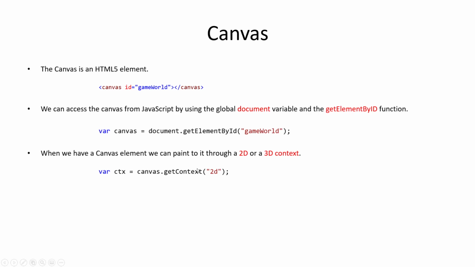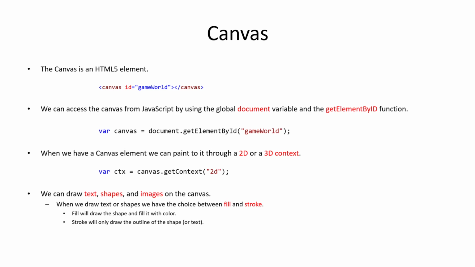Now, I didn't say too much about the context, and I won't say too much other than that there is a 2D context and a 3D context, and at least for the videos that I'm going to be presenting here, we're going to stick to the 2D context. So sprite animation is a 2D concept, and if you want to do 3D animation, you can do that as well using the 3D context.